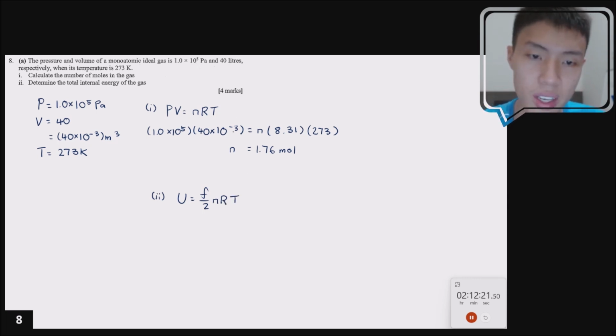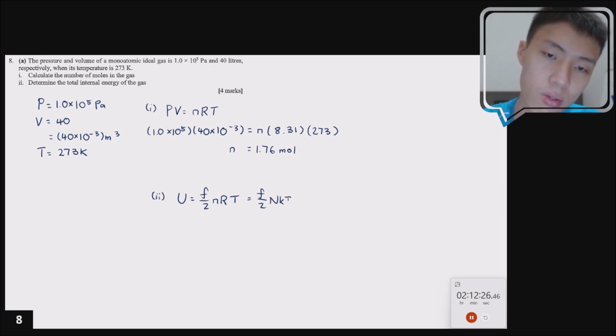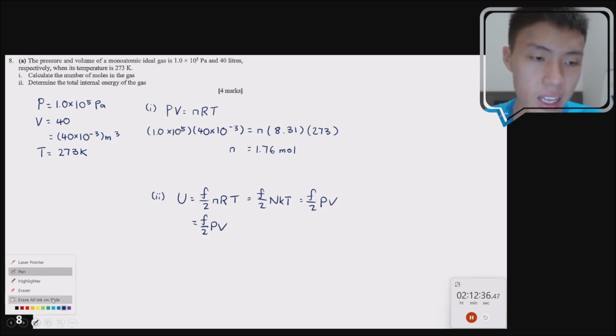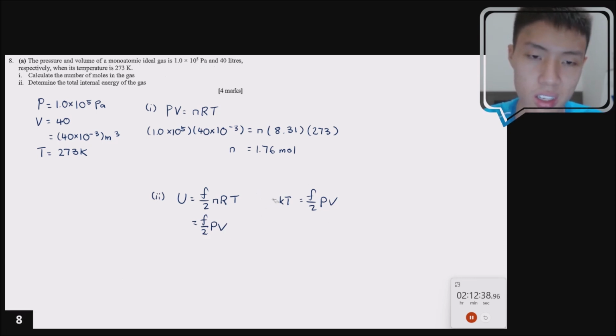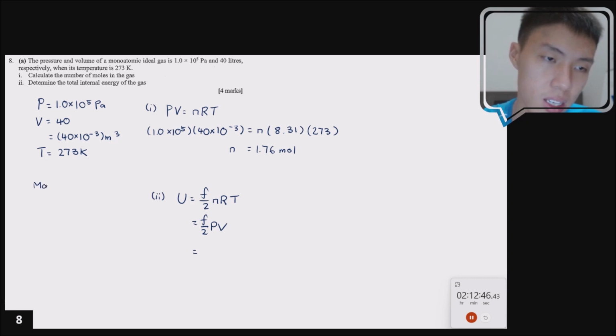Okay, now there's many ways of doing it. You know that it's also equals to f over 2 nkT. You know that it's also equals to f over 2 PV. I think for this case, probably change it to PV is the easiest choice, because you have your P and your V available already. nRT, you have more things to substitute. So let's use PV. They say it's a monoatomic gas. Monoatomic gas, the degree of freedom, you have 3 for translation, 0 for rotation, vibration nothing, so it's 3.